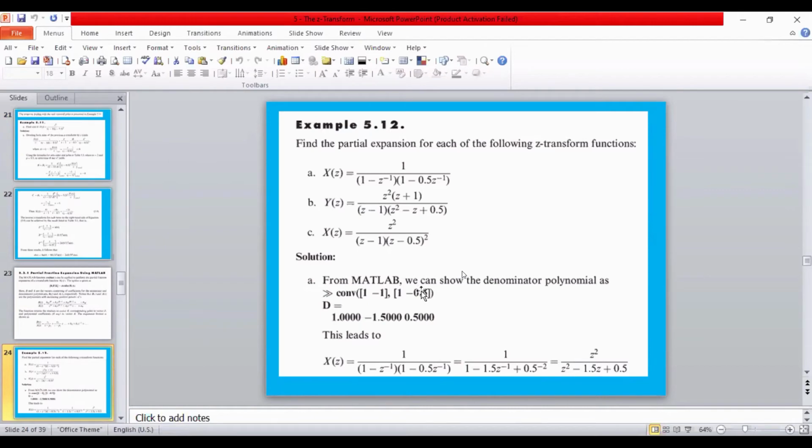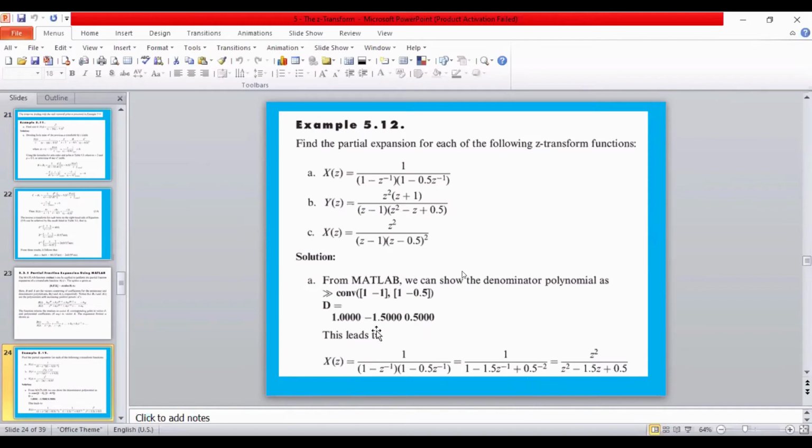These are coefficients. So you do this function. It multiplies numbers for you, and that's the result. So you have the same as 1, -1.5 and 0.5.